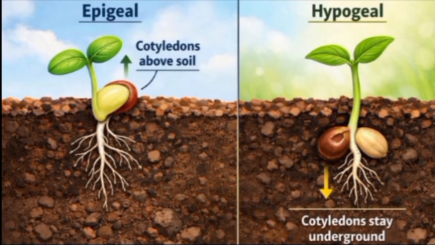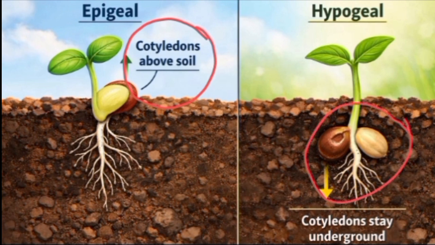Here you can see the difference between epigeal germination and hypogeal germination. In epigeal germination, the cotyledon also comes above the soil, and in hypogeal germination, the cotyledon remains inside the soil.